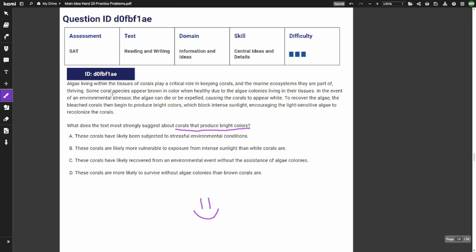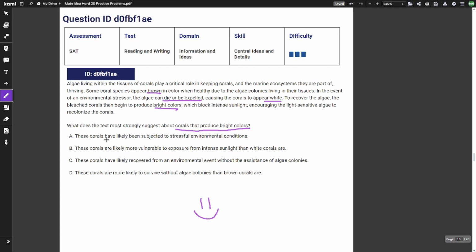We know that these coral species really like algae, and that they appear brown when they have algae because the algae helps keep them healthy. Now, there might be some conditions and these algae could die or be expelled, and then these corals now turn white. Now, these corals, they need the algae to stay healthy. So, to try and attract algae, they turn bright. Let's look at our answer choices and see what would make the most sense.